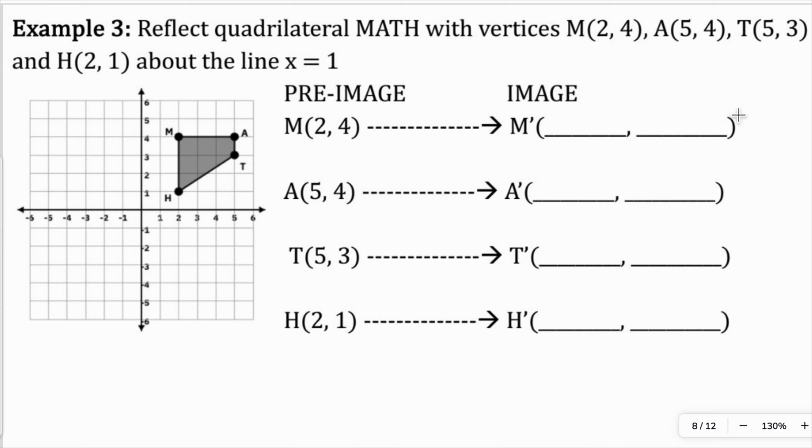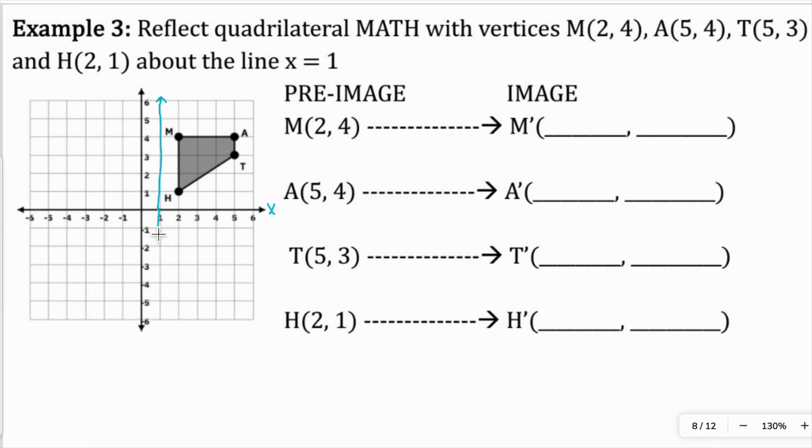Now we're actually going to be given a new line. This one says reflect quadrilateral MATH with these vertices across x is equal to 1. So now we're going to look at the x-axis, but we want x being equal to 1. So here's my x being equal to 1, so my line of reflection is here.